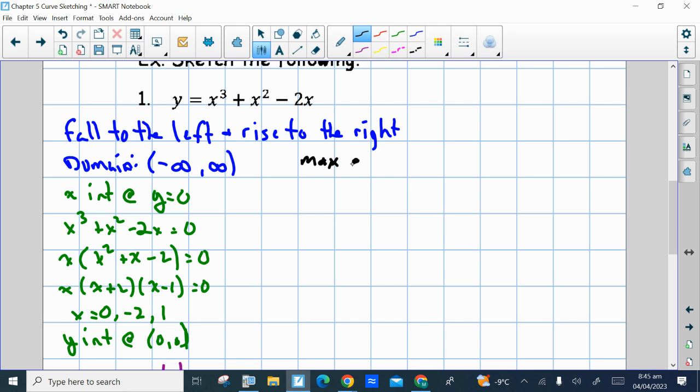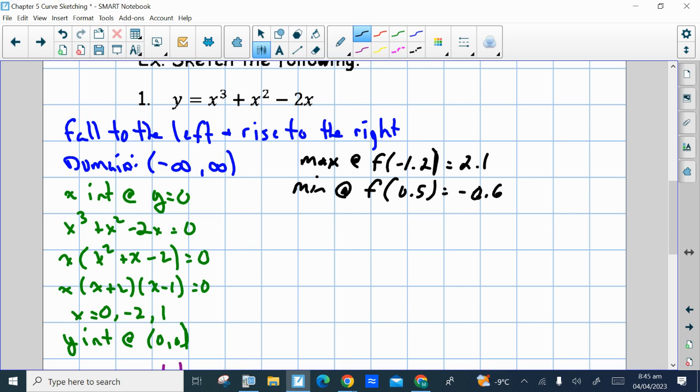So maximum at f at negative 1.2. And when you let x equal that in the original equation, you'll get approximately 2.1. A minimum at f at 0.5. And when you let that equal x in the original, you'll get approximately negative 0.6, approximately.